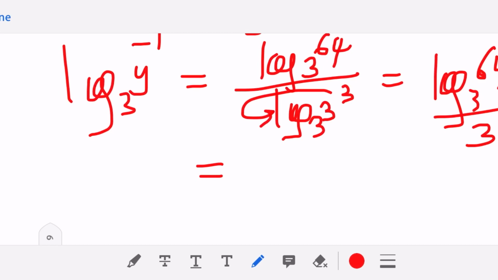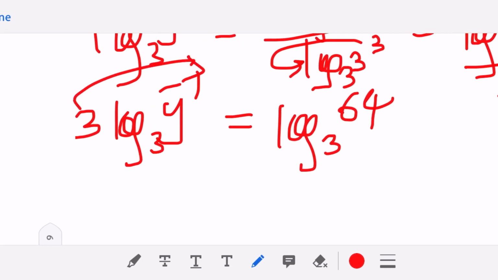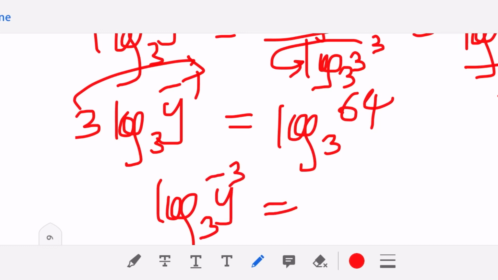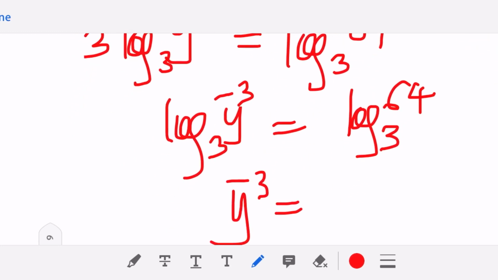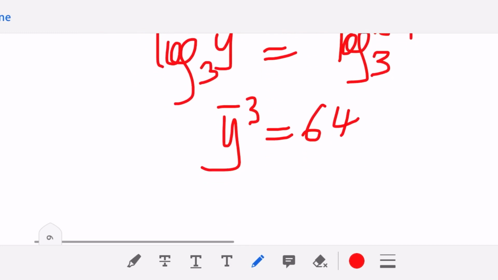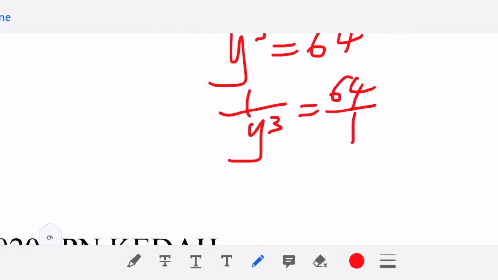The 3 you can bring up, or you can times it to the other side, up to you, the same. If you bring it up, it becomes 1/3, right? Now I bring it to the left, so it becomes log base 3 of y to the power negative 3, equal to log base 3 of 64. Now you are having the same base, right? So you can just equate y to the negative 3 equal to 64. So now you are having 1 over y cubed equal to 64.